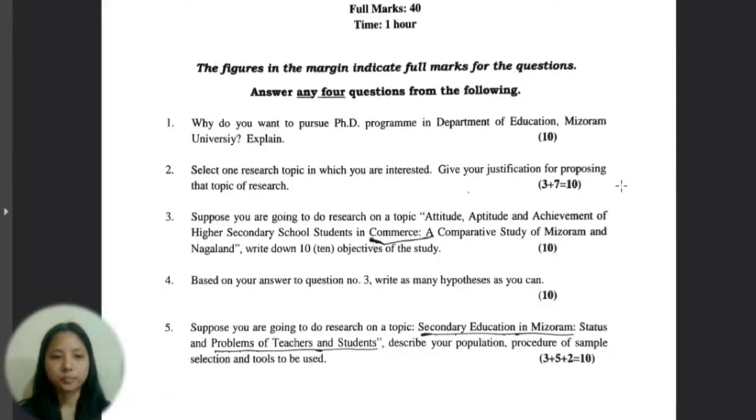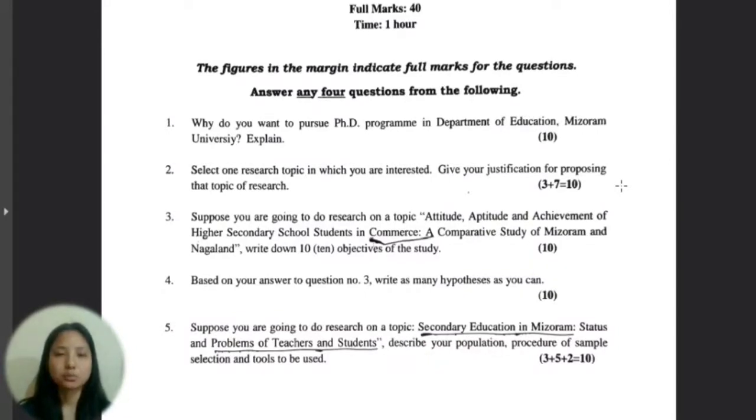So such kind of hypothesis you can come up with according to the objective that you have framed in question number 3. So the fifth question is, suppose you are going to do research on the topic secondary education in Mizoram, status and problems of teachers and students. Describe your population, procedure of sample selection and tools to be used. According to my knowledge and understanding, here the population will include all the teachers that are teaching in secondary education in the state of Mizoram and also all the students who are studying in secondary education in the state of Mizoram. The next is procedure for sample selection.